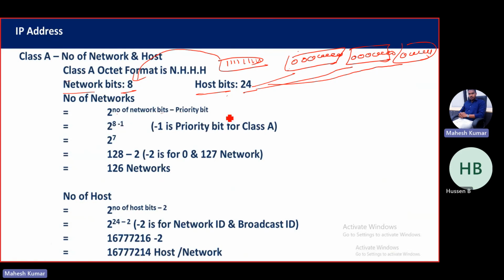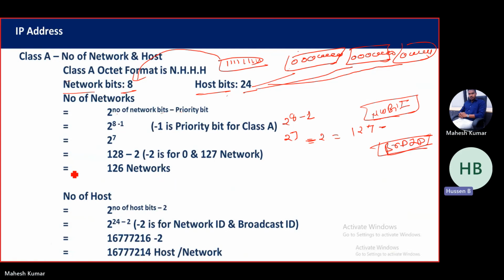So 2 to the power of the number of network bits minus 1, that is 2 to the power 8 minus 1, which gives 2 to the power 7. Then minus 2, so the total value will be 126. This minus 2 is because one address is for the network ID and the last one is the broadcast ID of any IP. Don't be confused; I will show you the network ID and broadcast ID.